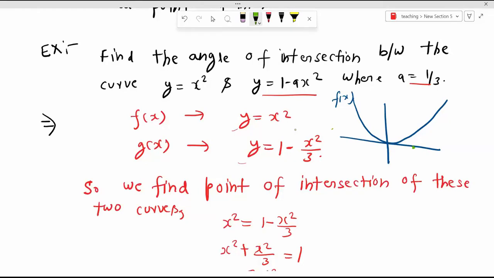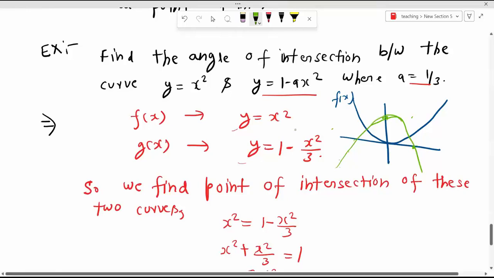So its graph is simply, its maximum value is 1 at x equal to 0. And at root 3 it is equal to 0, and at minus root 3 it is equal to 0. So its graph looks like this. There are two intersecting points which are symmetrical.